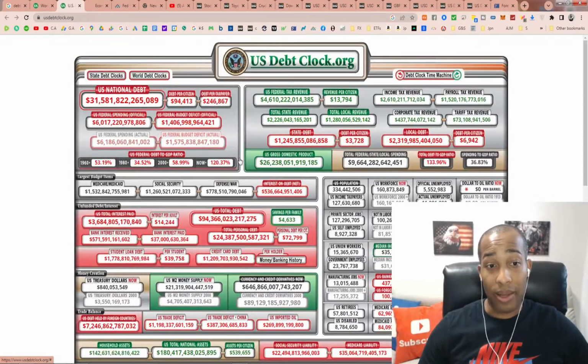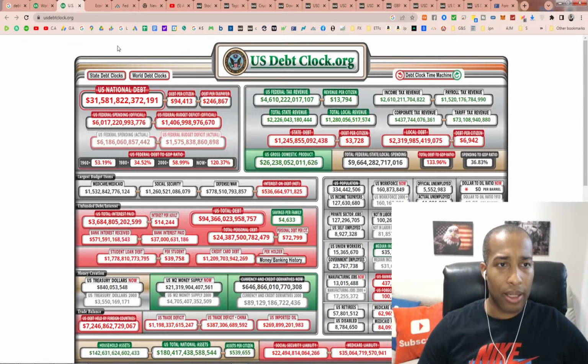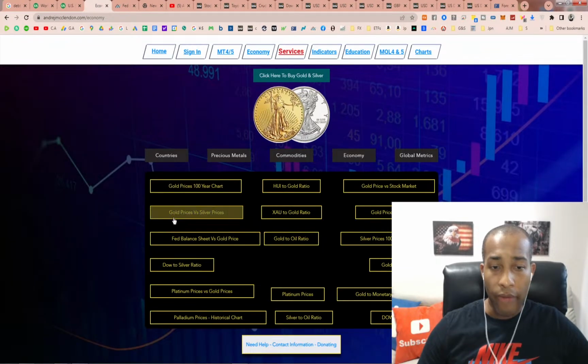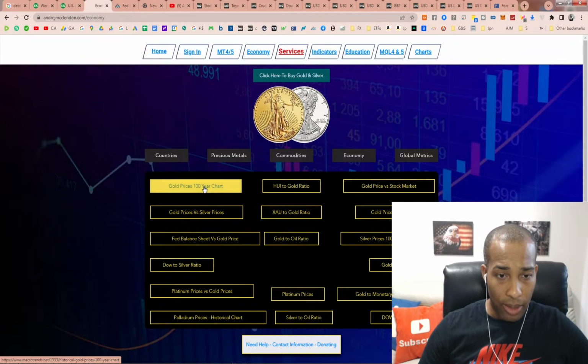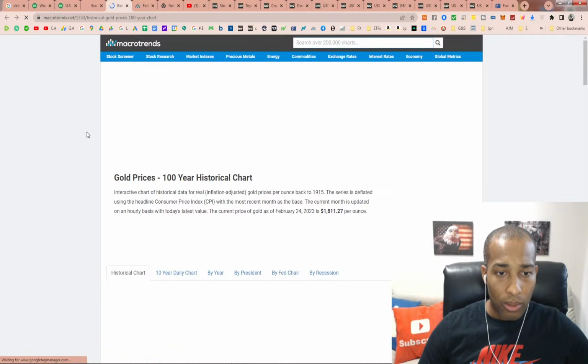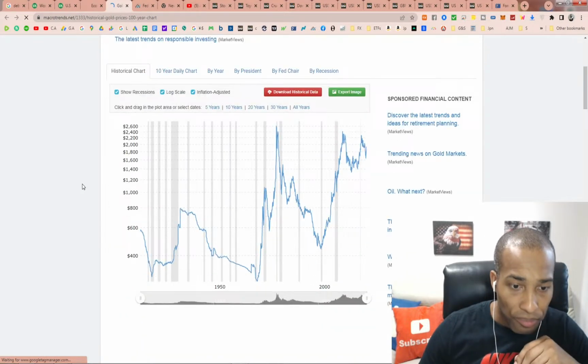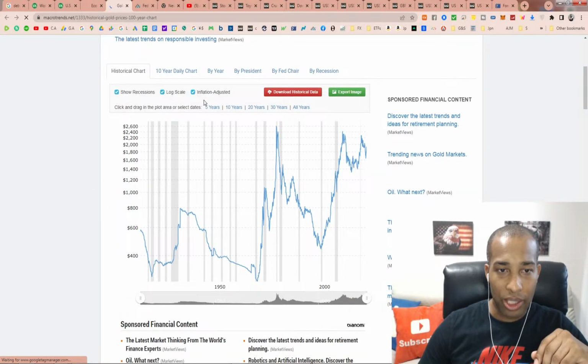I think the only thing that's going to be one of the best performing assets is going to be precious metals. Let's look at a chart of precious metals real quick. If you want me to cover something on this topic, guys, let me know. Let's look at gold prices. All right, let's take inflation adjusted out.